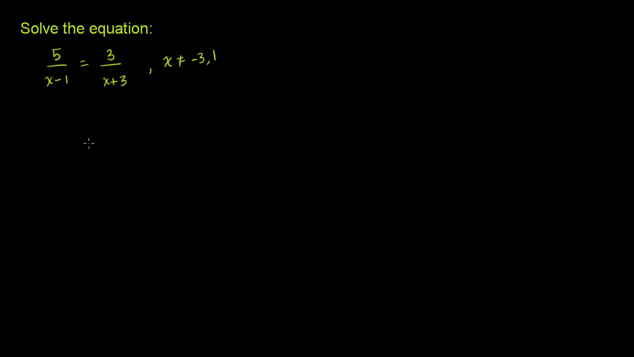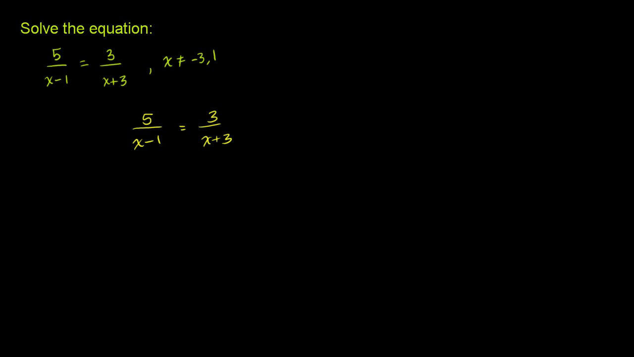So let's see what we can do here. Let me just rewrite it so we have some space to work with. So 5 over x minus 1 is equal to 3 over x plus 3. And we're going to assume these constraints throughout this video. Now, I don't like having my x terms in the denominator. So let's see if we can get them out of the denominator.